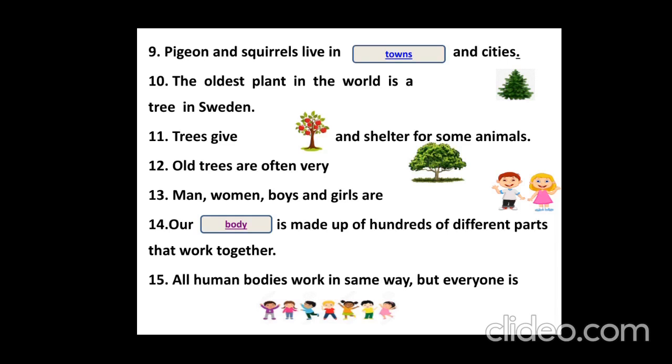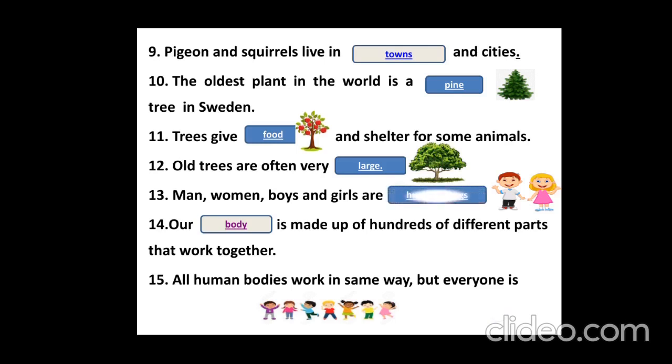Question number 15. All human bodies work in the same way, but everyone is... Now, you can see a group of kids there, right? They all have eyes, nose, hands, legs. Do you also have eyes? Even I have eyes, right? We can see. We can hear because of our ears. We can smell because of our nose. So our human bodies work the same way, but still everyone is different. All human bodies work in the same way, but everyone is different.